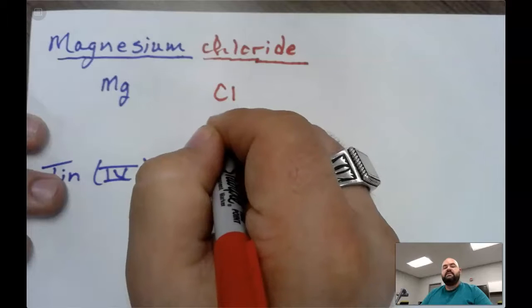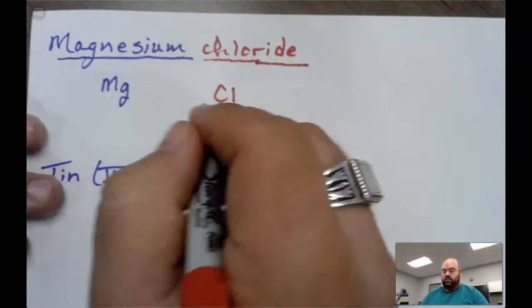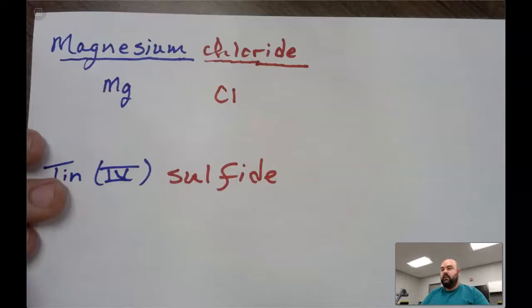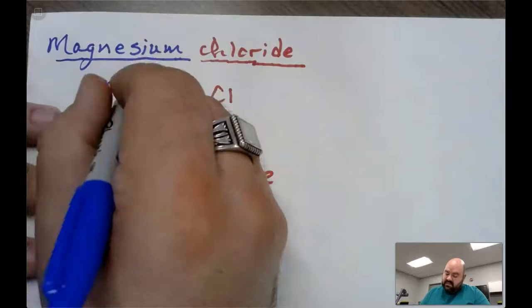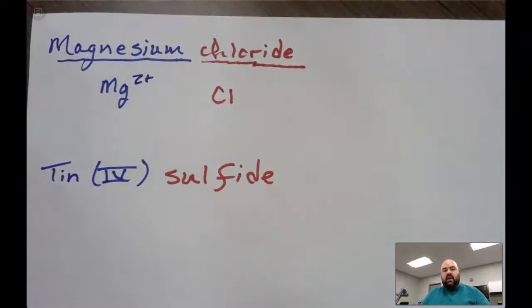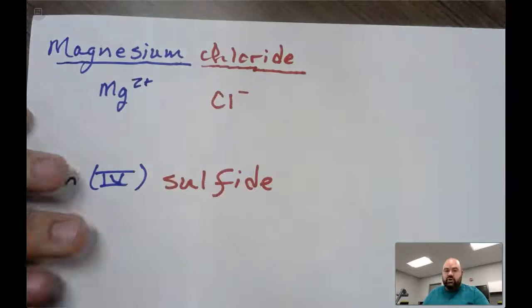Now, this alone is not enough to tell us the formula because it doesn't tell us the ratio of magnesium to chlorine. In order to do that, we need to know what the charges are. Since magnesium is an alkaline earth metal, in the second column of the periodic table, we may not know the reason yet, but we know that magnesium has a 2+ charge. And we know that chlorine has a 1- charge.